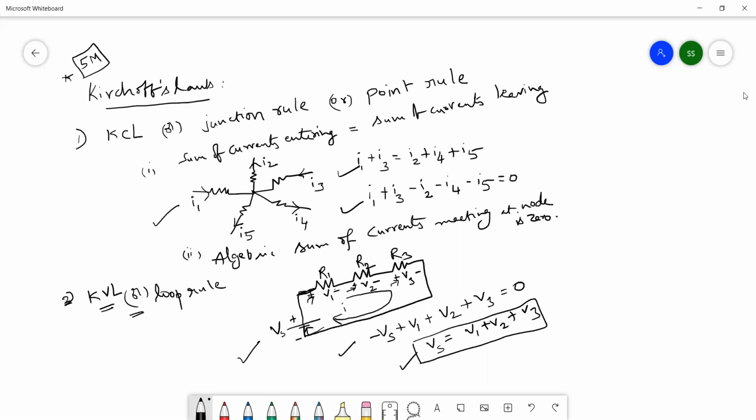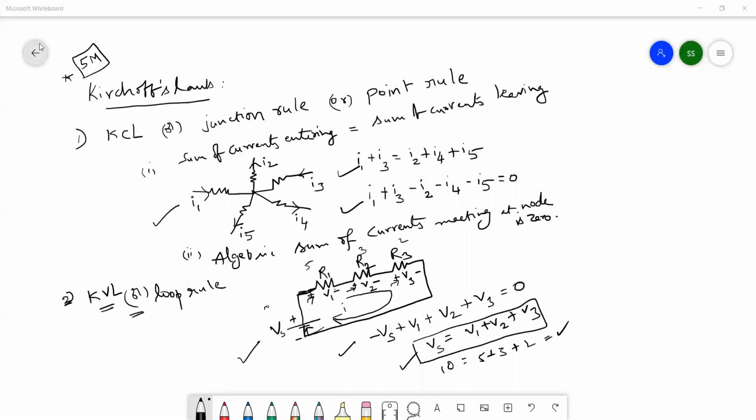With an example in the sense, you can draw the circuit. Additionally, you can take some values like 10 volts, some 5 volts, some 3 volts, some 2 volts. So therefore 10 equals 5 plus 3 plus 2. Like that you have to take an example. Kirchhoff voltage law and Kirchhoff current law, very, very important from the examination point of view.